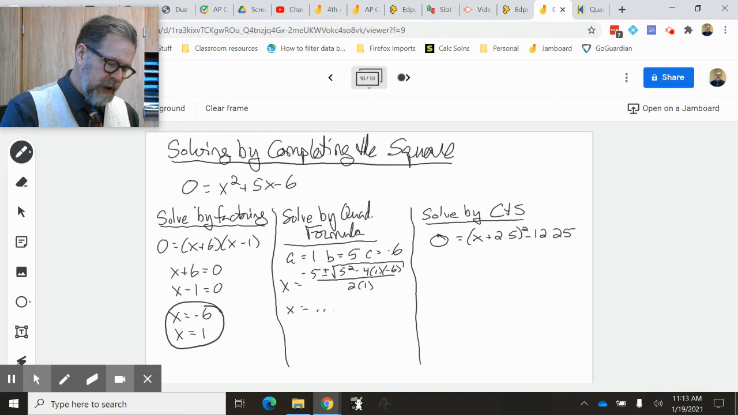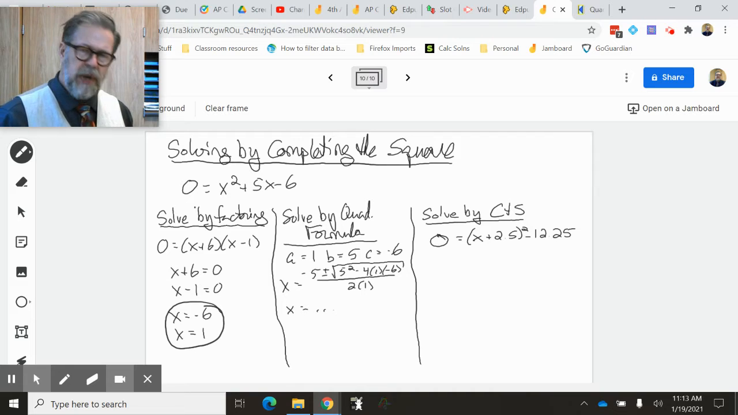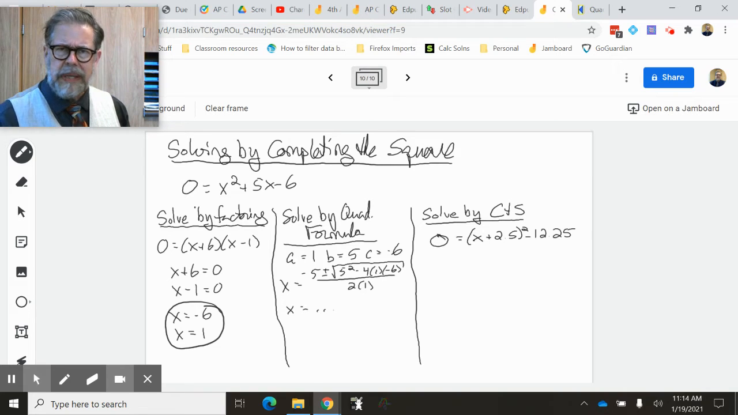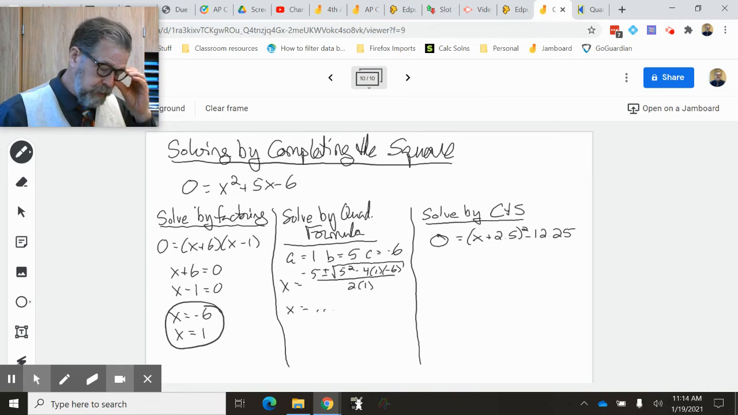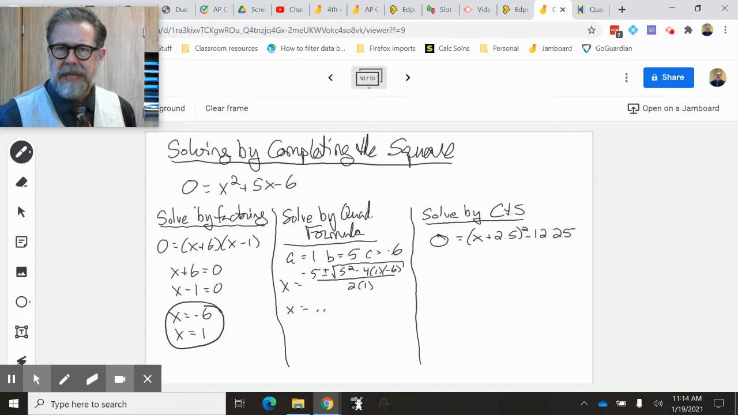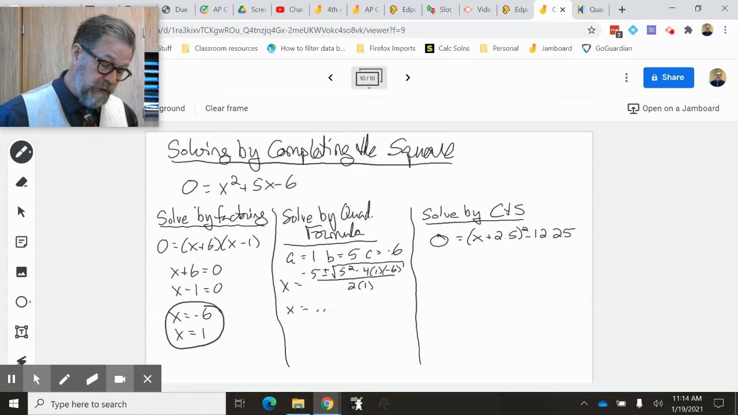Well, I could factor. 0 equals x plus 6 times x minus 1. Therefore, x plus 6 equals 0, x minus 1 equals 0. The zero product property, pretty straightforward. x equals negative 6 and positive 1. And that works great if it factors. Well, what if it doesn't factor? Well, the quadratic formula is always then our go-to if it doesn't factor.